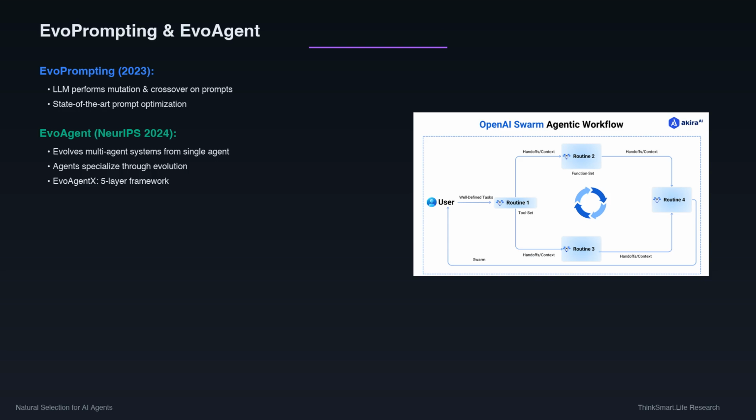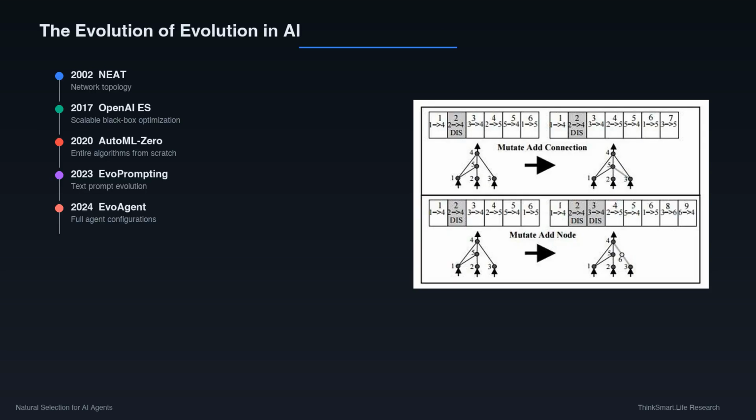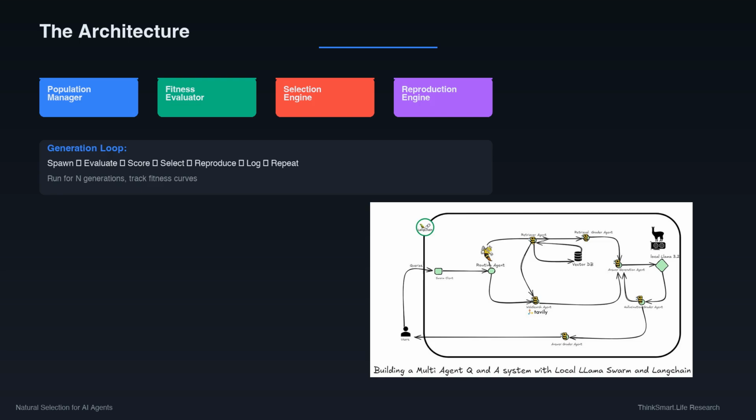And EvoAgent, presented at NeurIPS 2024, is the most relevant to what we're building. It uses evolutionary algorithms to automatically generate multi-agent systems from a single expert agent, with agents specializing into different roles through evolutionary pressure. The trajectory is clear, from evolving network weights to network topology to entire algorithms to text prompts to full agent configurations. Each step brought evolution closer to the abstraction level where modern AI agents operate.